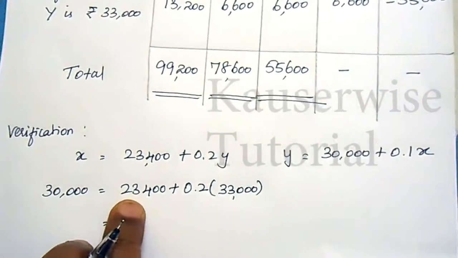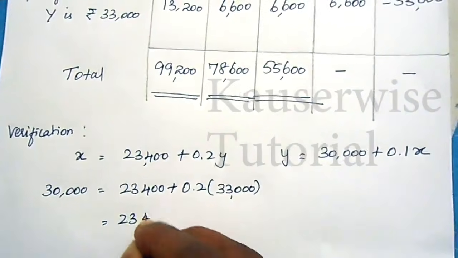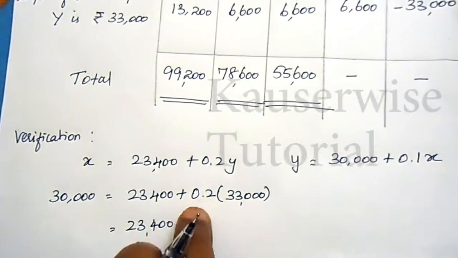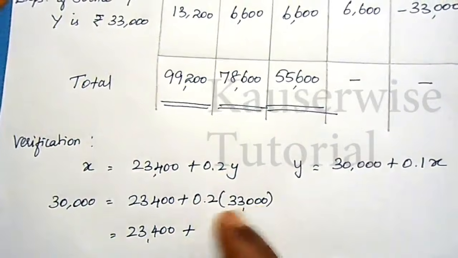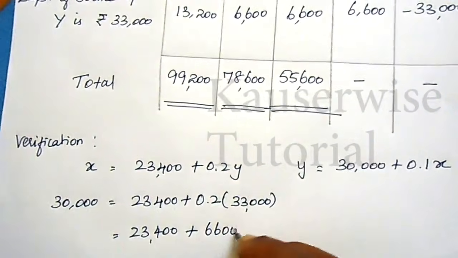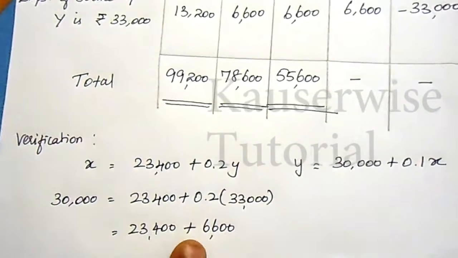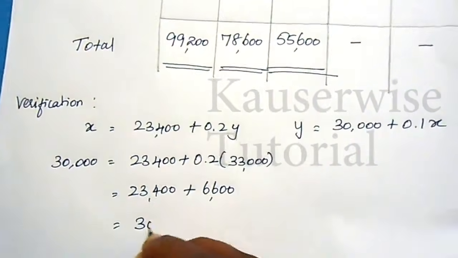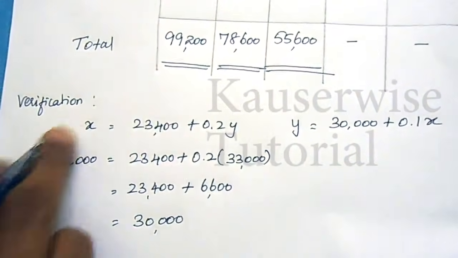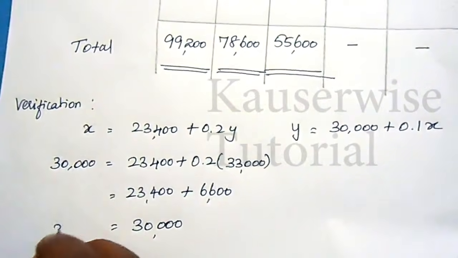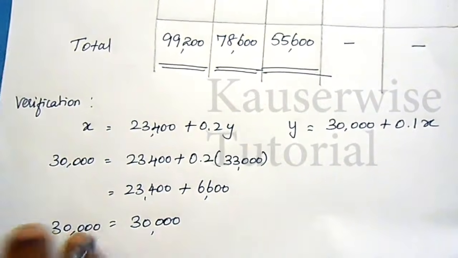So 23,400 plus 0.2 into 33,000 is equal to 6,600. 23,400 plus 6,600 is equal to 30,000. So X value is 30,000 and we are getting the same value. So 30,000 is equal to 30,000.